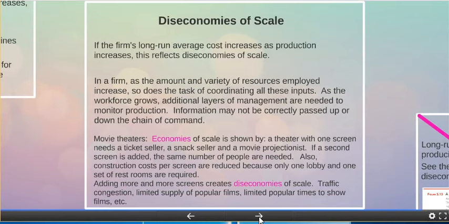Diseconomies of scale is sort of the opposite. As the scale of the firm continues to increase, another force may eventually take hold. If the firm's long-run average cost increases as production increases, this reflects diseconomies of scale. So as things increase, the cost should actually decrease, which is economies of scale. But as things increase and the cost increases, this is diseconomies of scale.